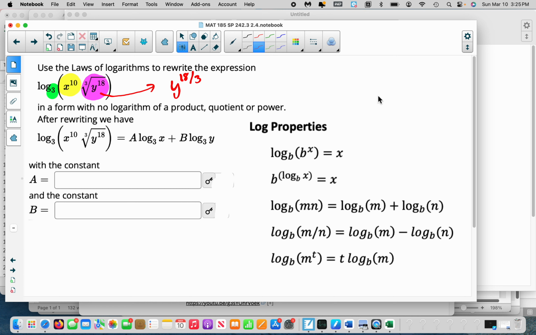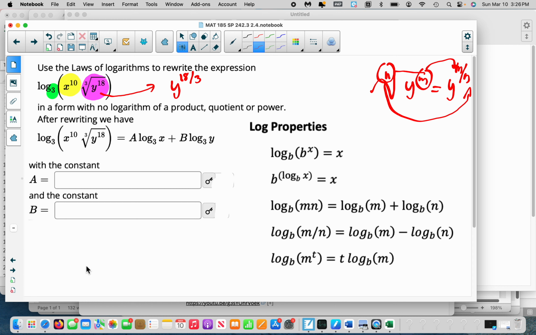Whenever I have something in a radical, y to the m with an nth root, I can rewrite that as y to the m over n. This thing always becomes the denominator. This thing becomes the numerator. All right, so I rewrote that. Let's rewrite the whole thing down below. Log base 3 of x to the 10th times y to the 18th over 3.